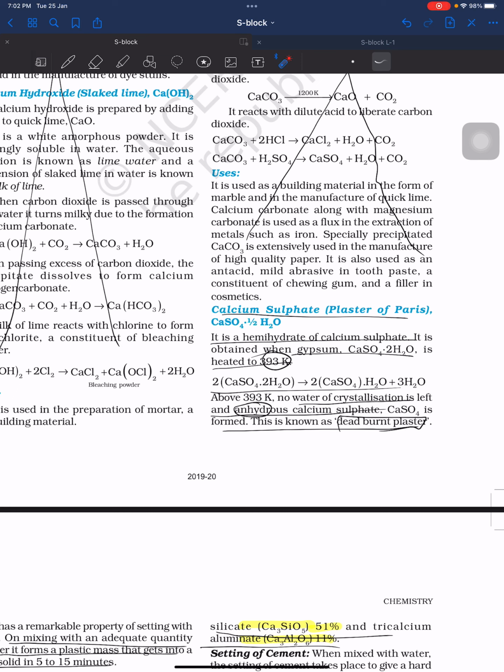So the last topic of the S block chapter is that of calcium sulfate, which is in your syllabus, and the other compounds of calcium and S block elements are not in the syllabus. However, calcium sulfate is in the syllabus. So it is calcium sulfate hemihydrate, meaning the plaster of Paris.